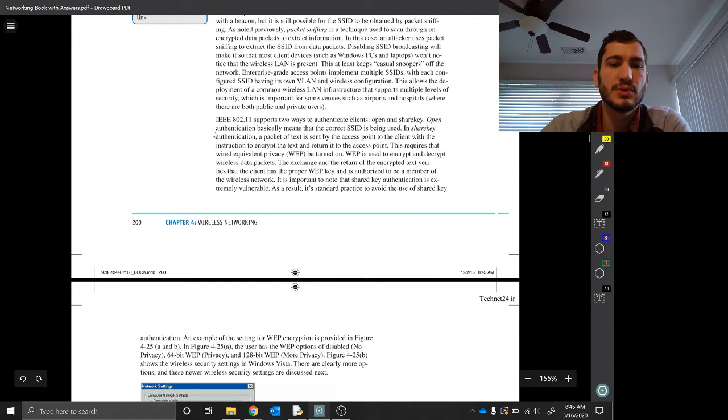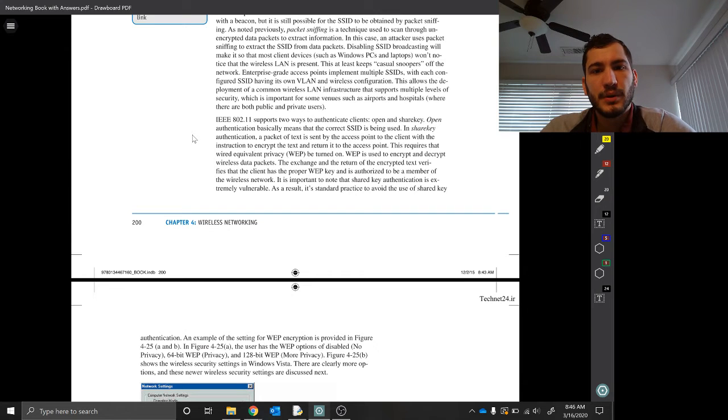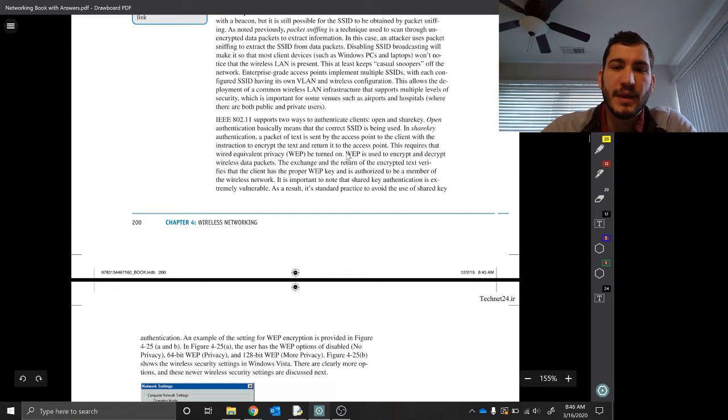And then this is starting to go into how encryption works. So with 802.11, you have two ways: open and shared key. Open authentication basically means that the correct SSID is being used. In shared key authentication, a packet of text is sent by the access point to the client with the instruction to encrypt the text and return it to the access point. Basically, one's open, one you have to have a shared key. And then they have different types of encryption here.